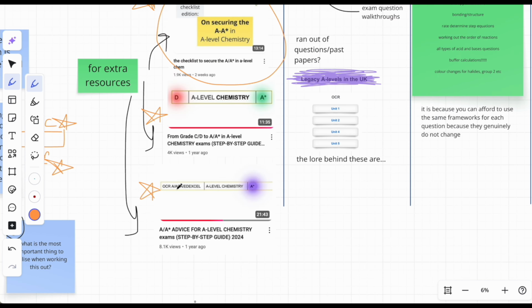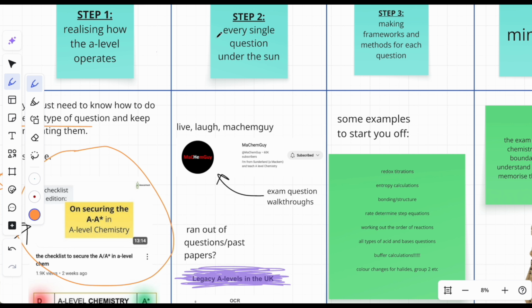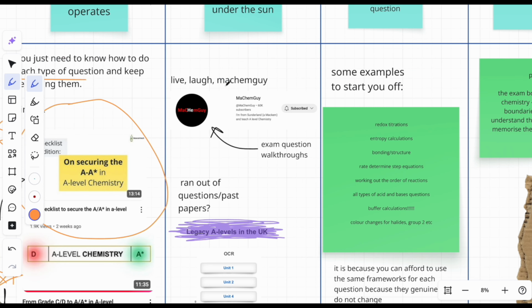Now the second step is just do every single question under the sun. So my phrase, my motto, the way I used to live in year 13 was live, laugh, my chem guy.